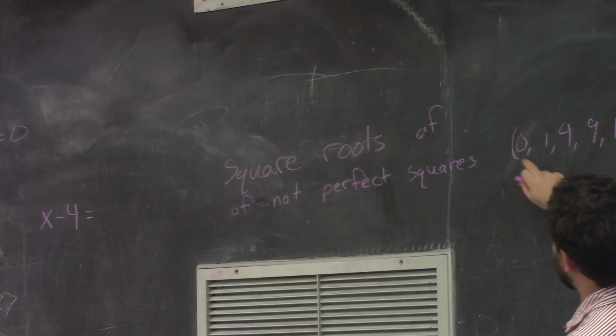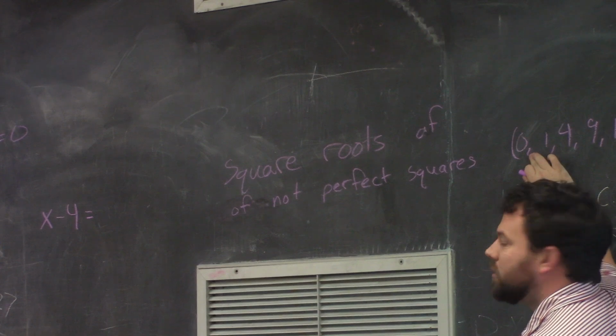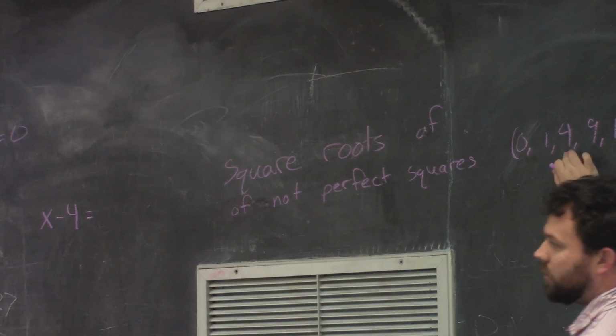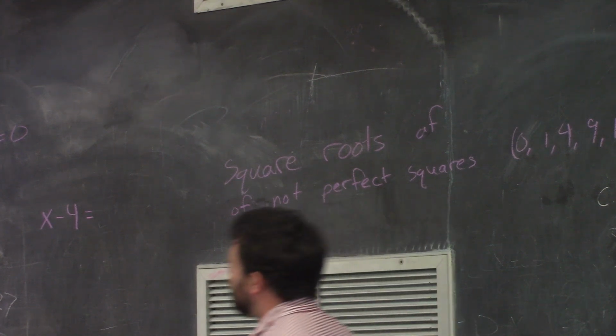Hey guys, what's 0 squared? 0. What's 1 squared? 1. 2 squared? 4. 3 squared? 9. 4 squared? 16. 5 squared? 25. So when I say perfect squares, I'm just meaning the numbers that result from squaring one of those integers, okay? Those are my perfect squares, and it doesn't stop here, it keeps going, right? 9 squared, 10 squared, 11 squared, etc.